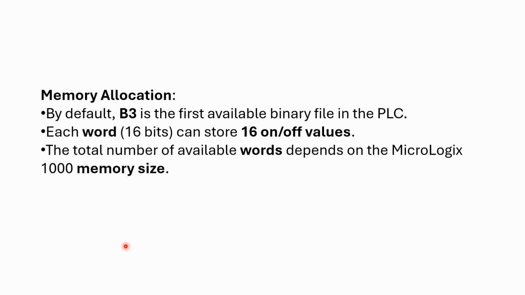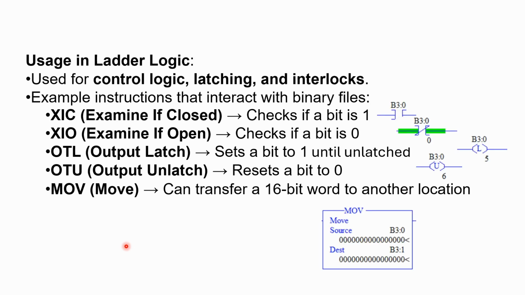Memory allocation wise, by default, B3 is the first available binary file in the PLC. Again, each word is 16 bits, so each word can store 16 on or off values. The total number of available words really depends on the MicroLogix 1000 memory size, as I mentioned before. Now the usage in ladder logic: it's used for control logic, things like latching and interlocks, which we'll get into a lot more as we go through.